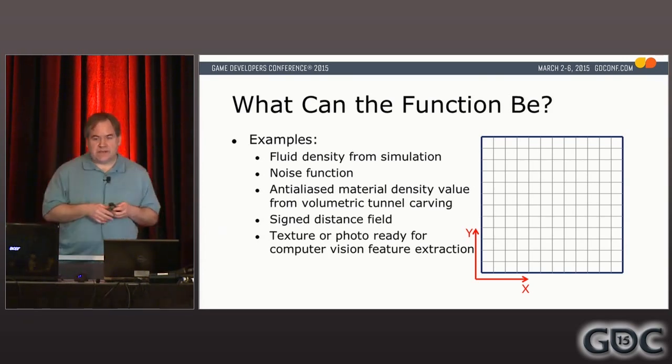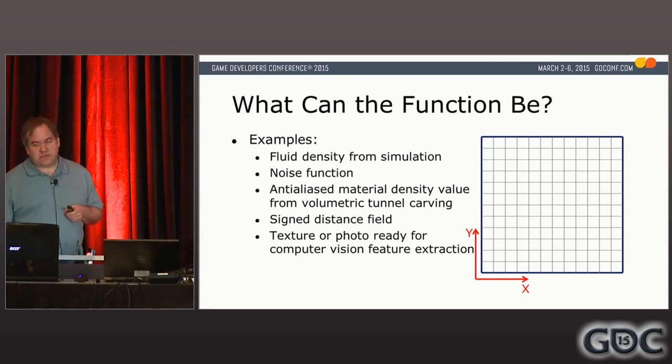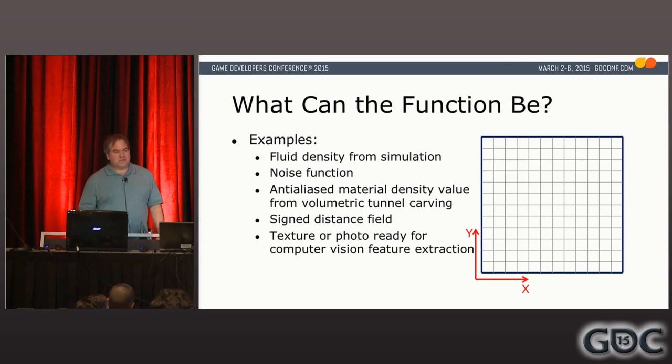We already talked about the fluid flow simulation, where you might be extracting a surface based on fluid density to represent the boundary between air and water. You could generate a noise function, which would perhaps enable you to extract the shape of clouds that you could then send into your renderer to draw volumetric clouds. You could use an implicit surface for carving geometry out of a block or adding material for voxel rendering, and you'd use an implicit surface to model the material density. Jim already showed an example of using a signed distance field for rendering simple shapes. And you could also just have a texture that has things in it that you want to extract. So if you're trying to do computer vision on a photograph to extract shapes out of it, you could do that as well.